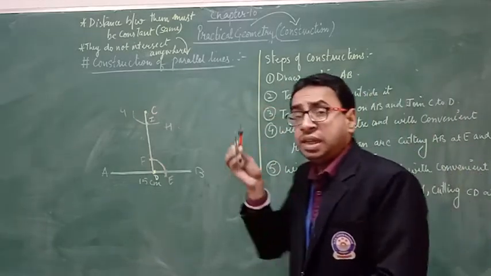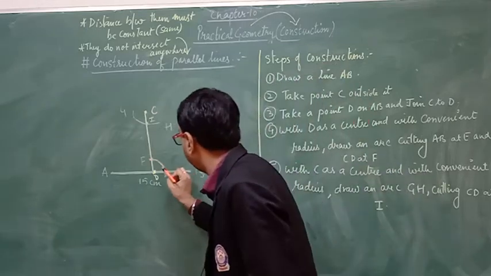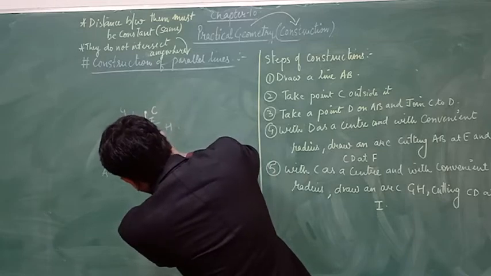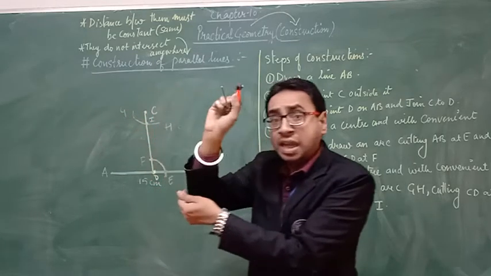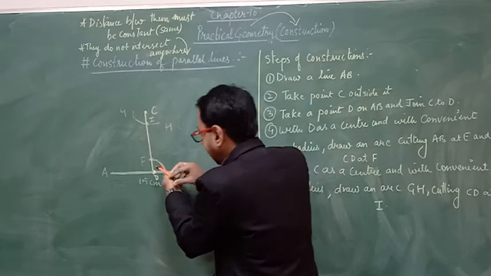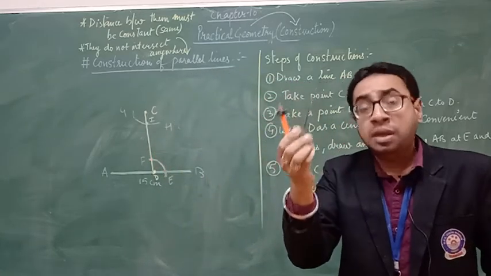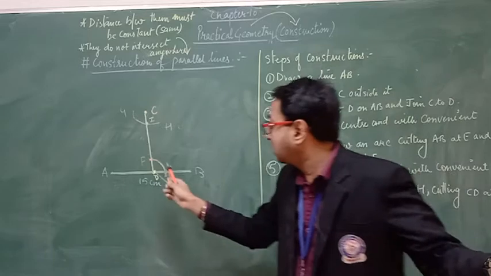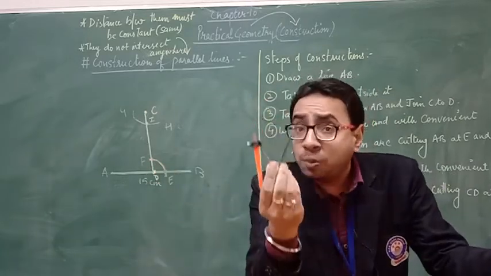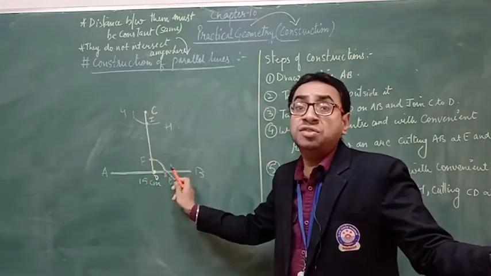Now, keep the tip of the compass at point E and open it till point F and adjust it till point F. Done? What you have done by this is you measured this angle. By opening the compass to this measurement, you measured this angle.